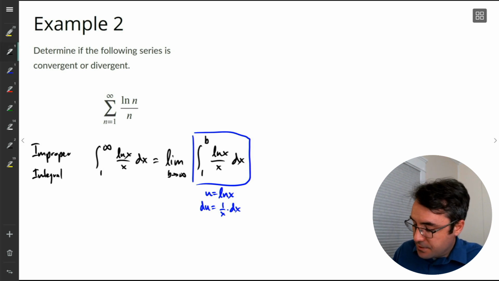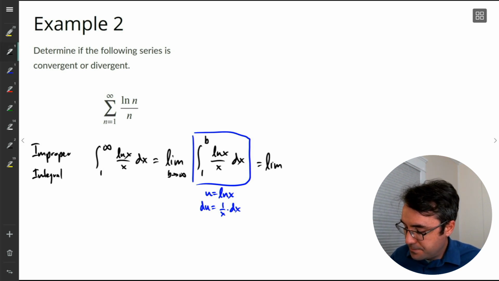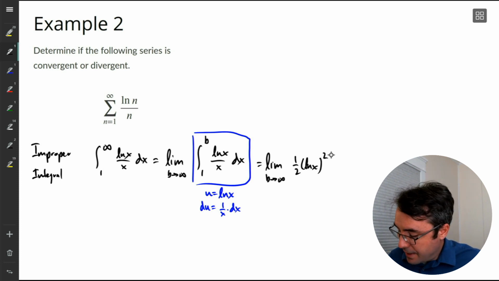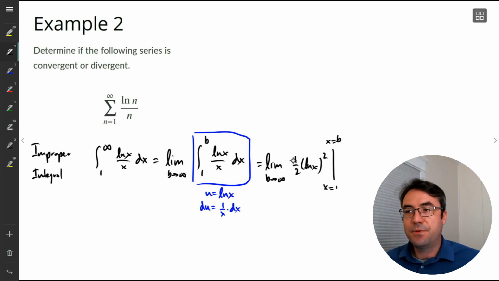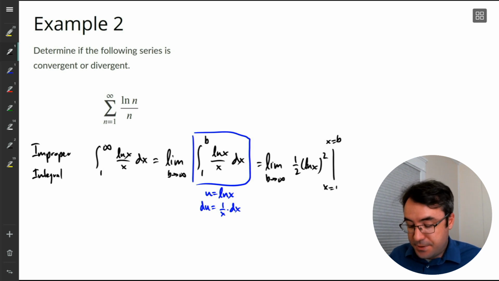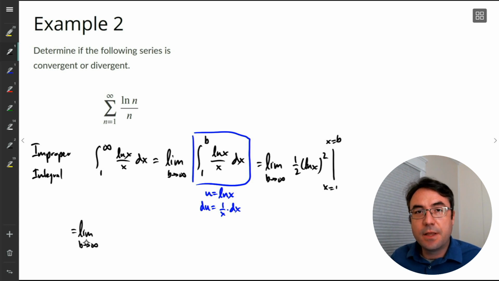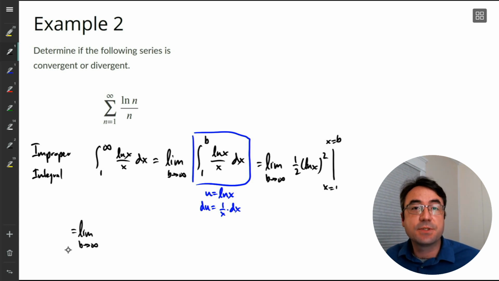But in any case, when we do this, we end up with the antiderivative being 1/2 natural log x squared, and then we're going to evaluate that from x equals 1 to x equals b. So we found our antiderivative. Took a little bit of work there, but we got it. Evaluate. So the top number goes in first. Still, we haven't done anything with the limit, but we're still writing it, going from step to step.